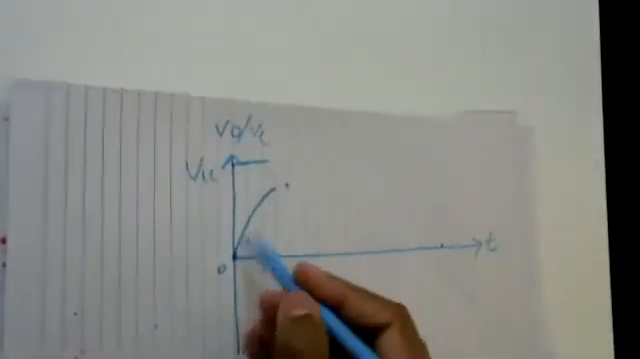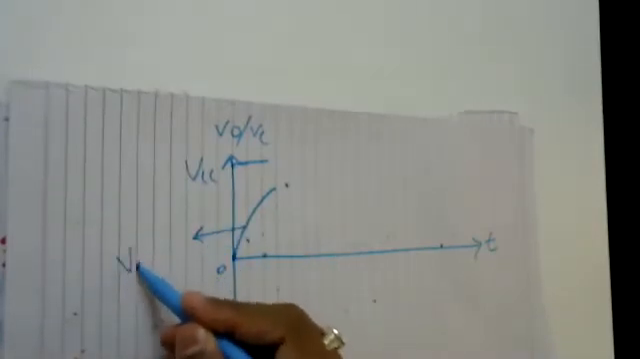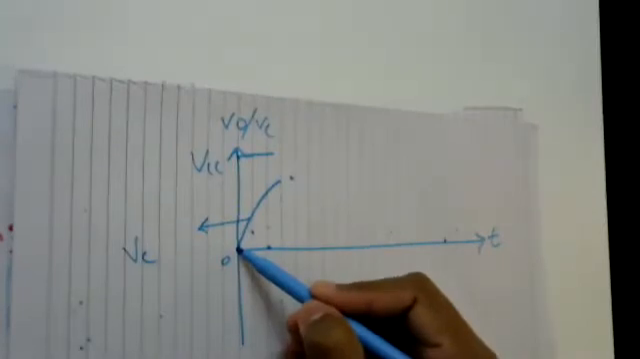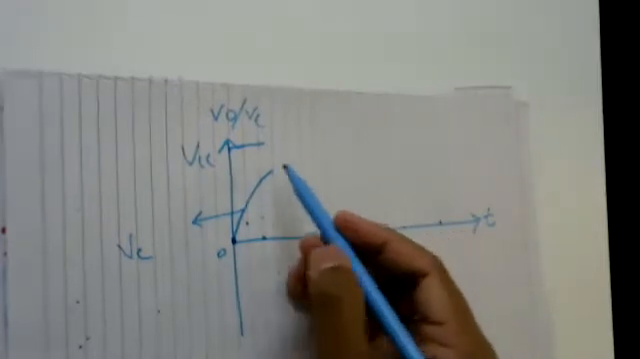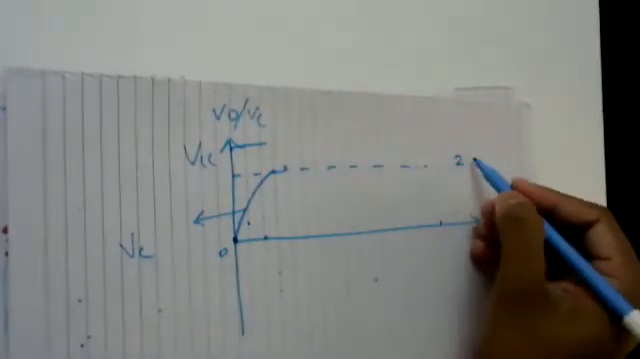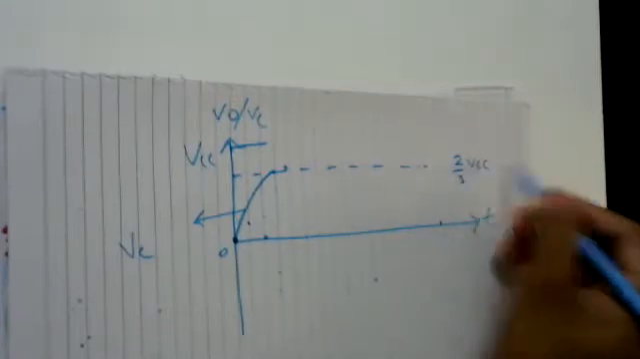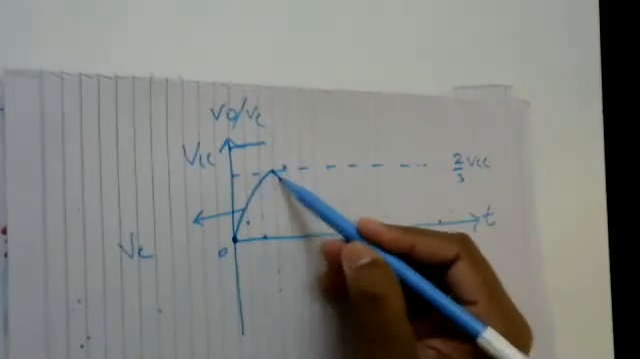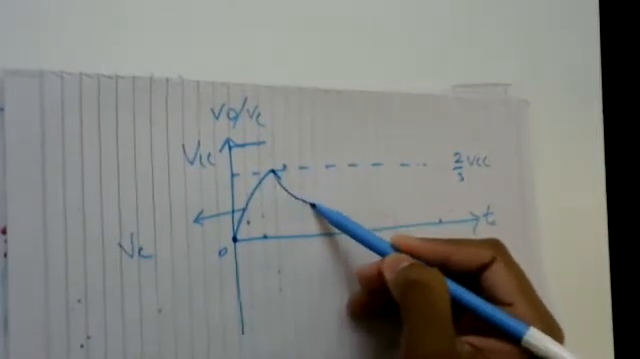Now, as we were developing the output waveform over here, this was the waveform for our VC, voltage across the capacitance C. Initially voltage across capacitance was 0. Then it started to charge. To what extent will it charge? It will charge to an extent of 2 by 3 times that of VCC. Once this voltage is reached, it is going to discharge.